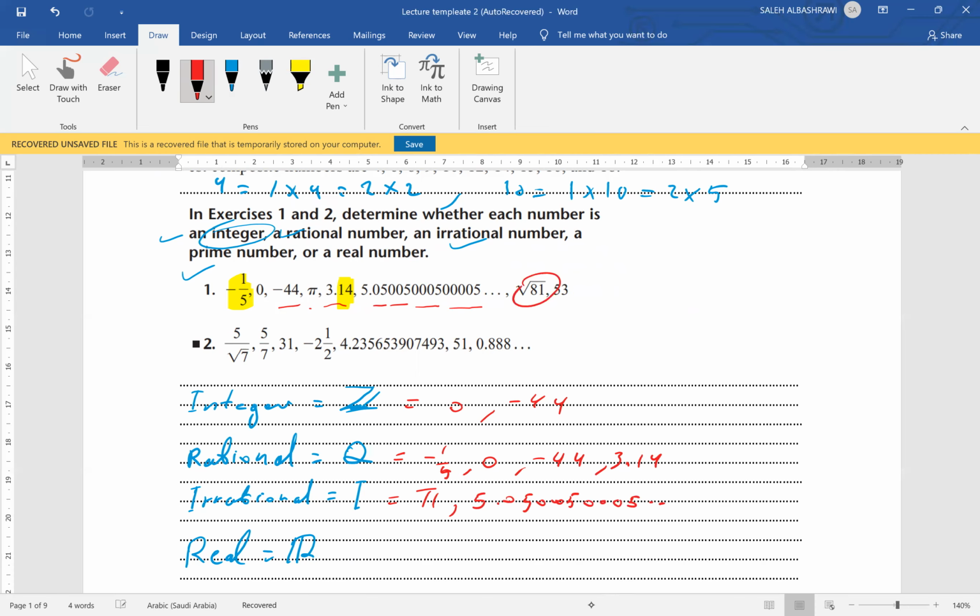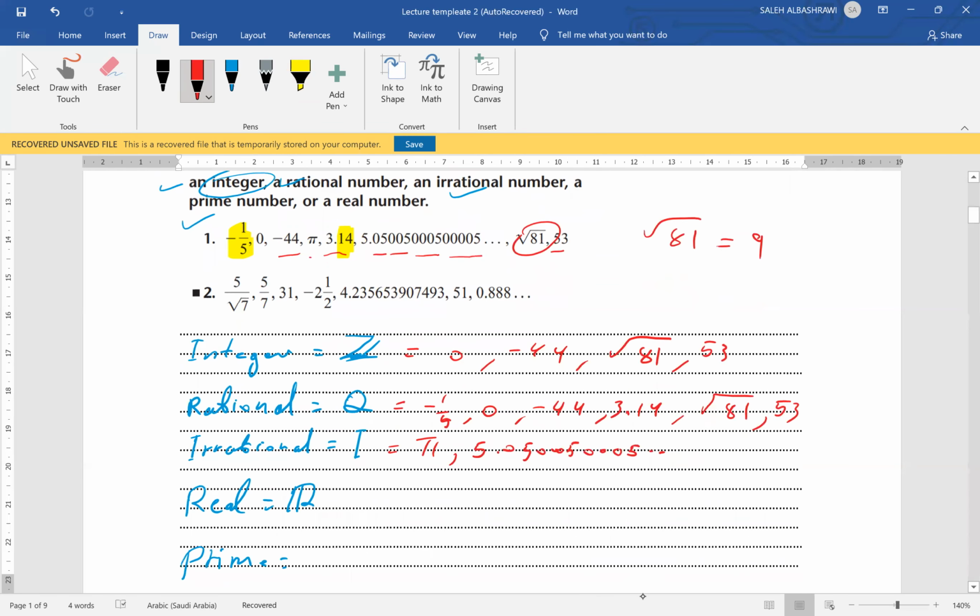Next one, the square root of 81. We know that the square root of 81 is 9. 9 is an integer, so the square root of 81 is an integer, and at the same time it is rational. 53 is an integer and rational.